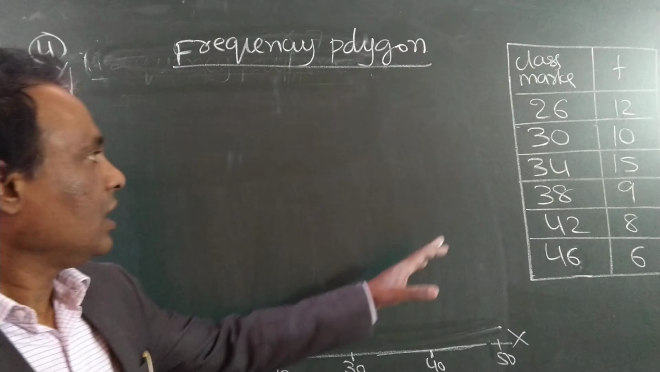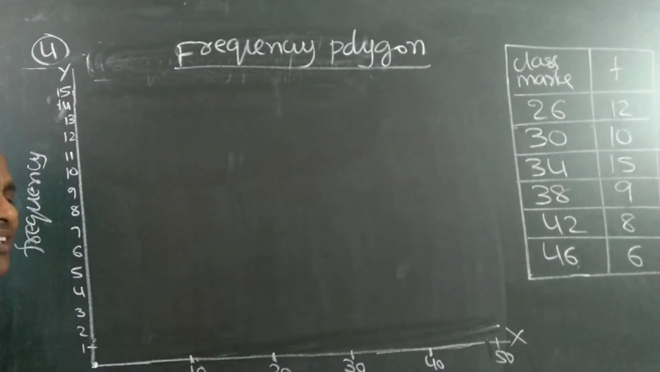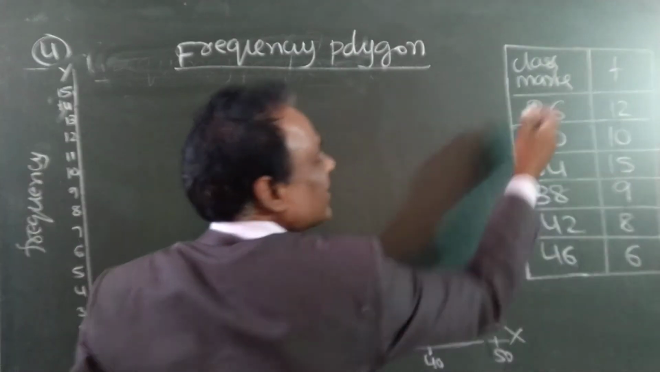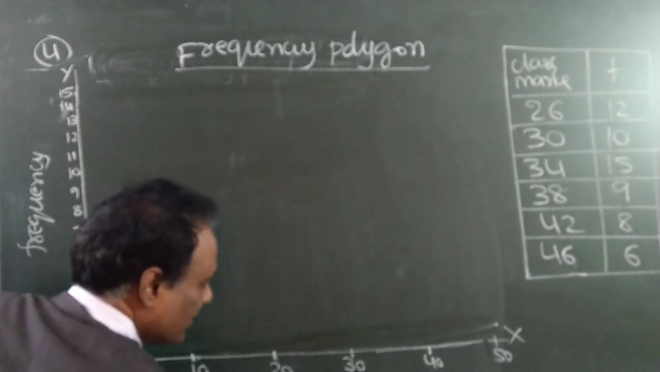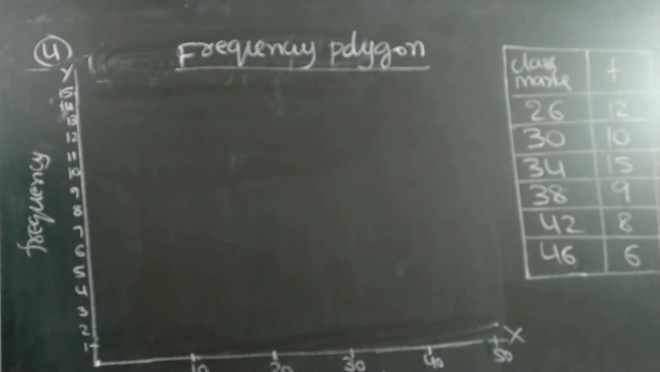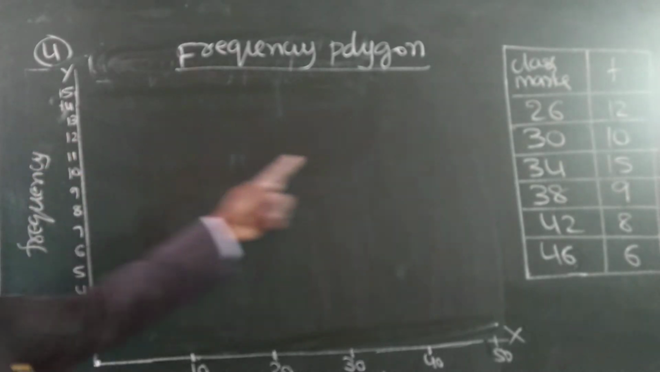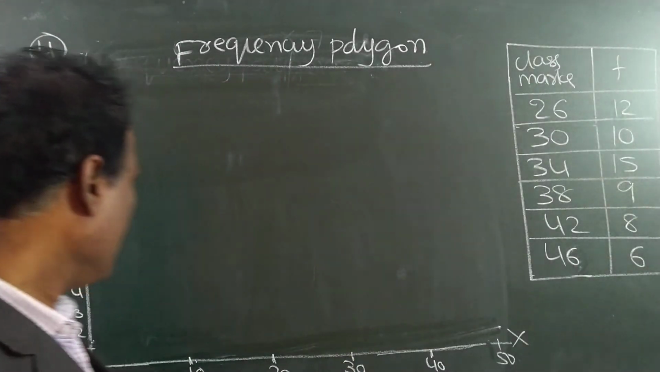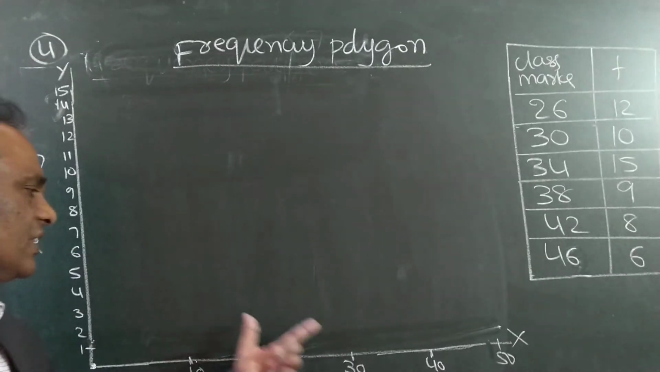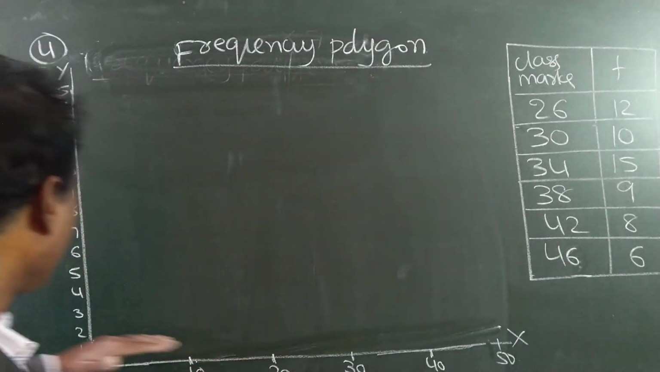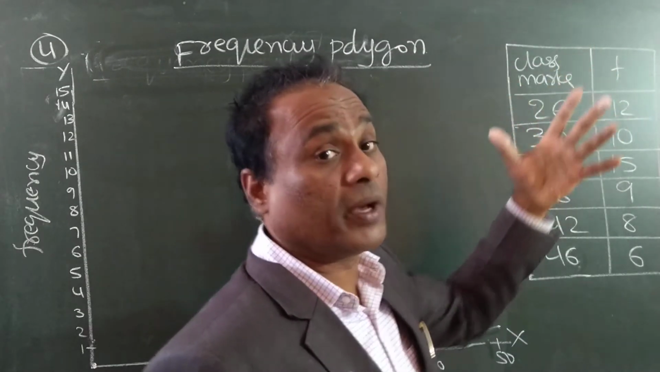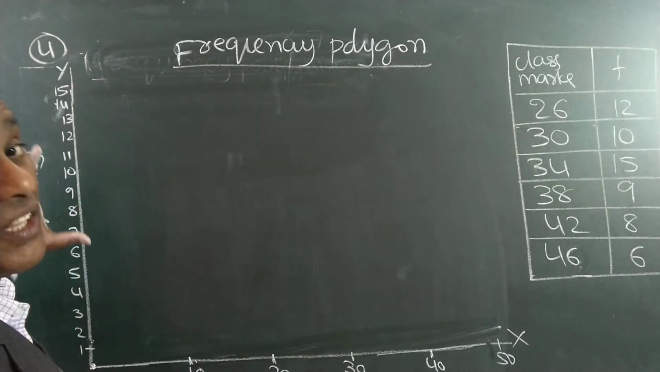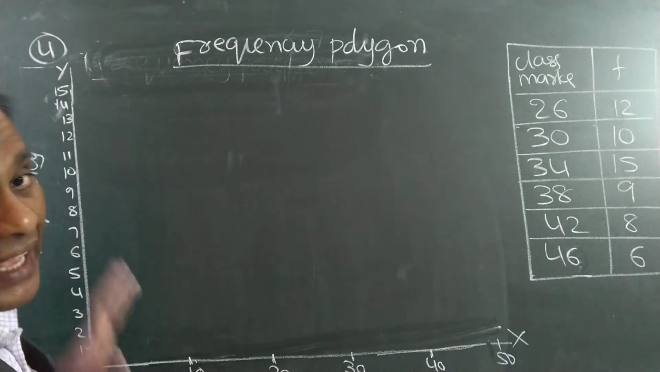Students, how to take the mid values? I am using the convenient word mid value, but actually the word is class marks. Class marks, nothing but mid value. So frequency. I took 10, 20, 30, 40, 50 like that, and 1, 2, 3, 4, 5, 6 because we have small numbers only, maximum 15. If it is a big number, we have to take 5, 5 difference or 10, 10 difference.